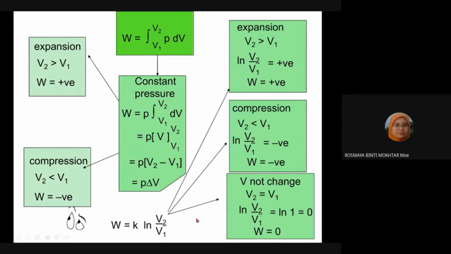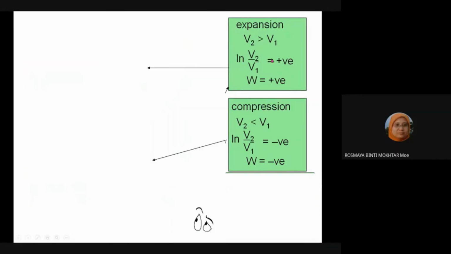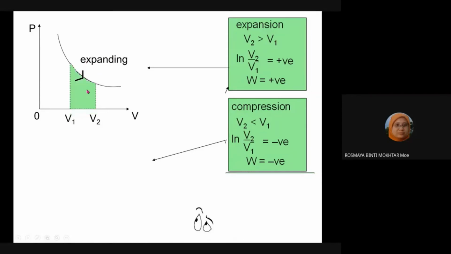So we continue. Now we do further analysis on these two. For the PV graph, remember Boyle's law, the shape is like this, right? So the expansion means the arrow is in this direction. Expanding. So the area under the graph will give you the work done. So integration means area under the graph. So this one we call work done by the gas. Work done by the gas is always positive.